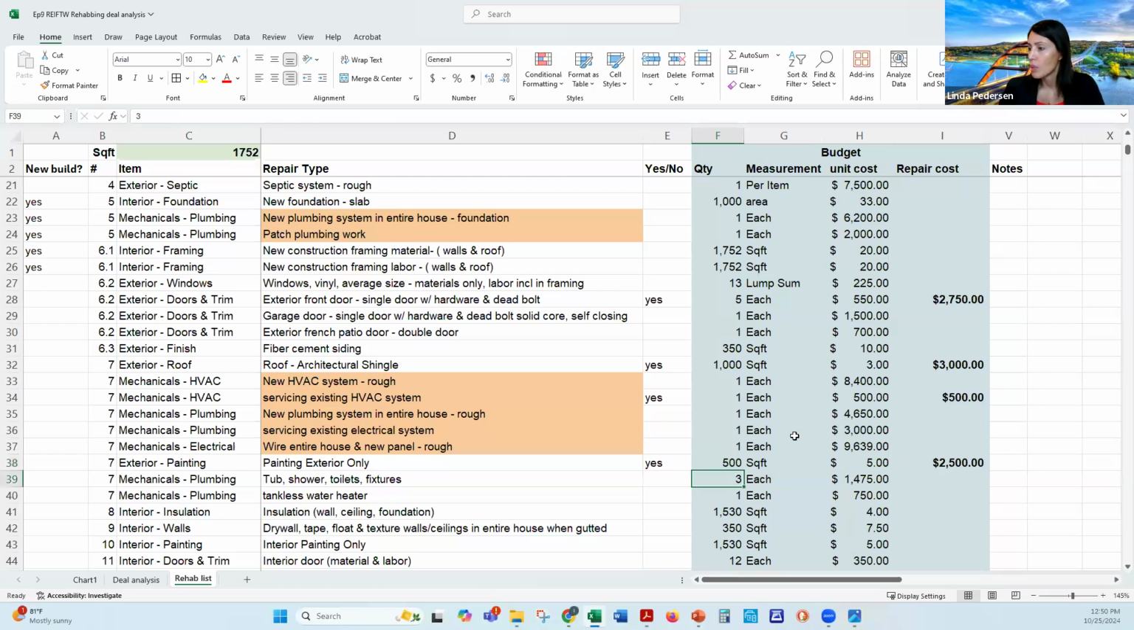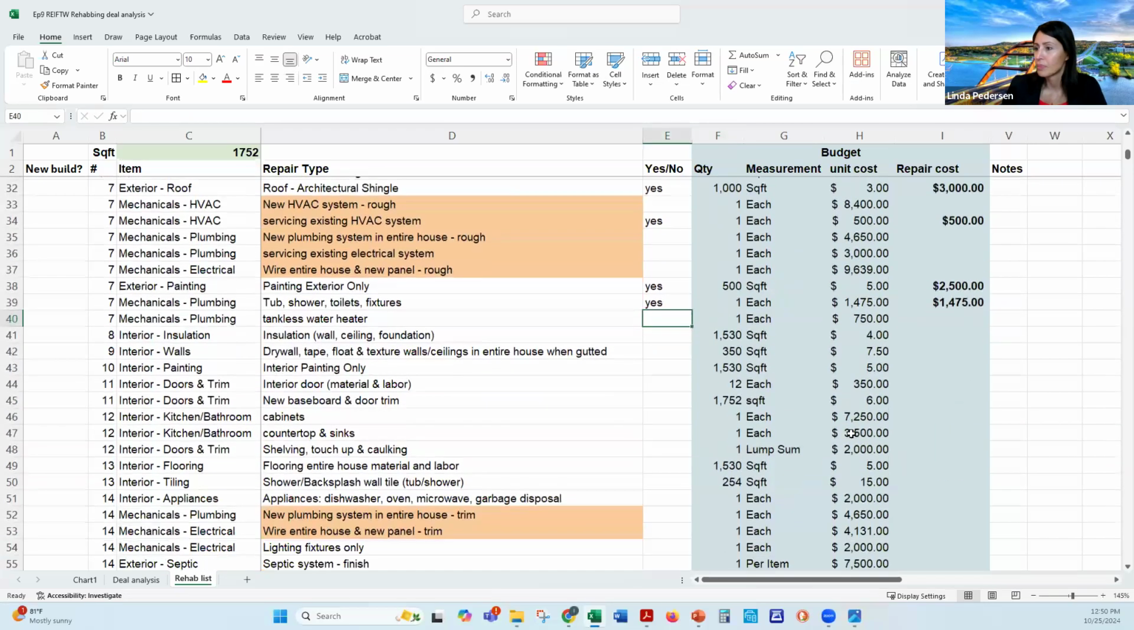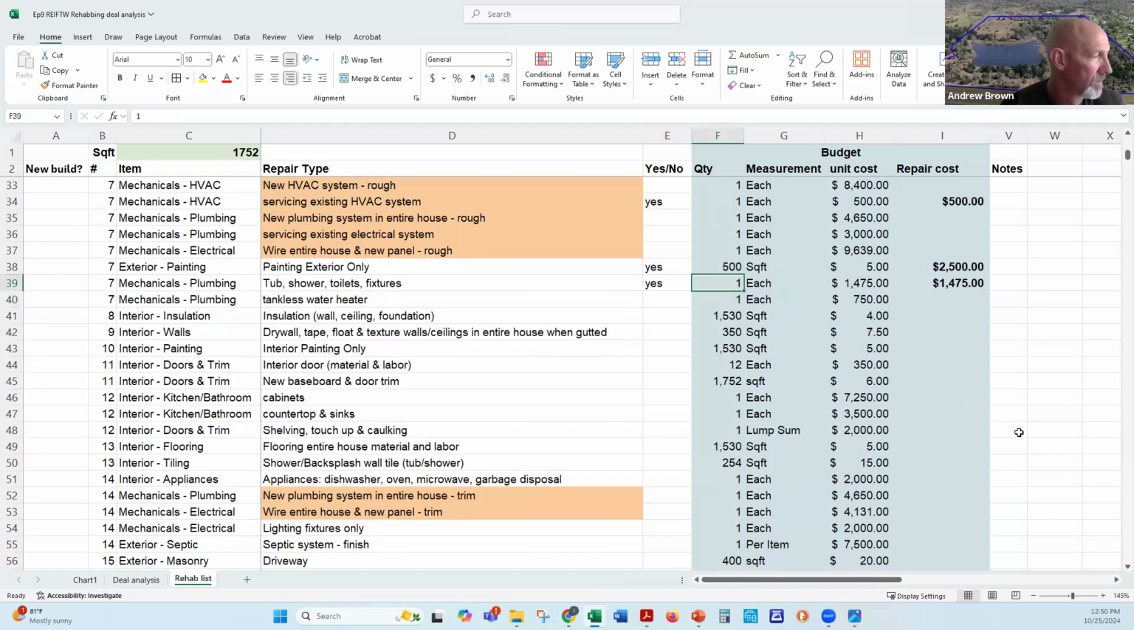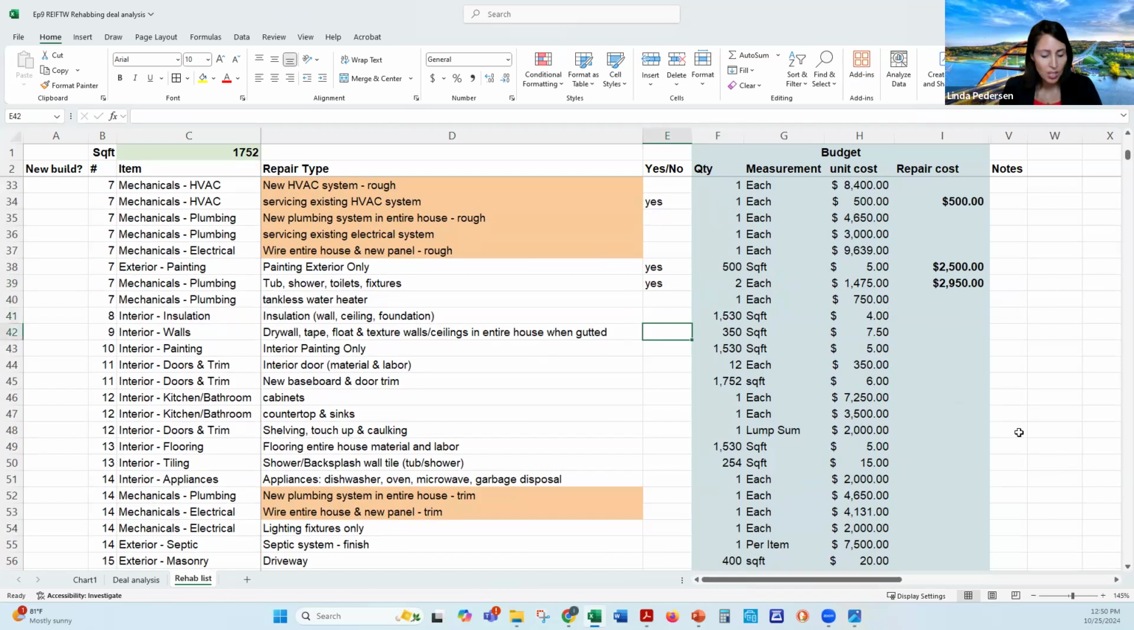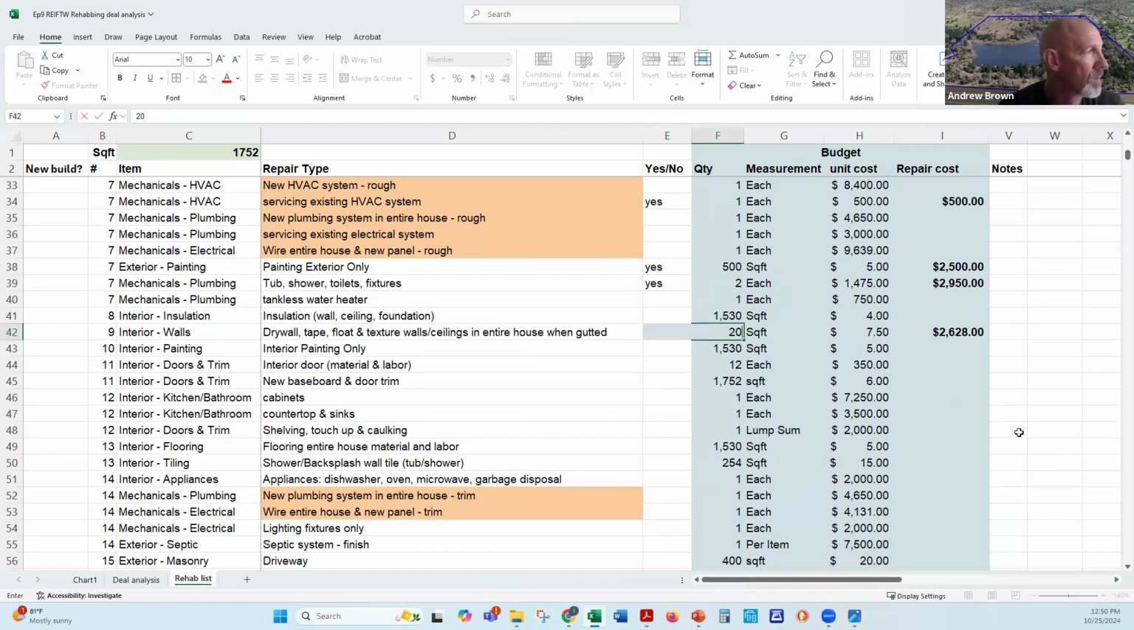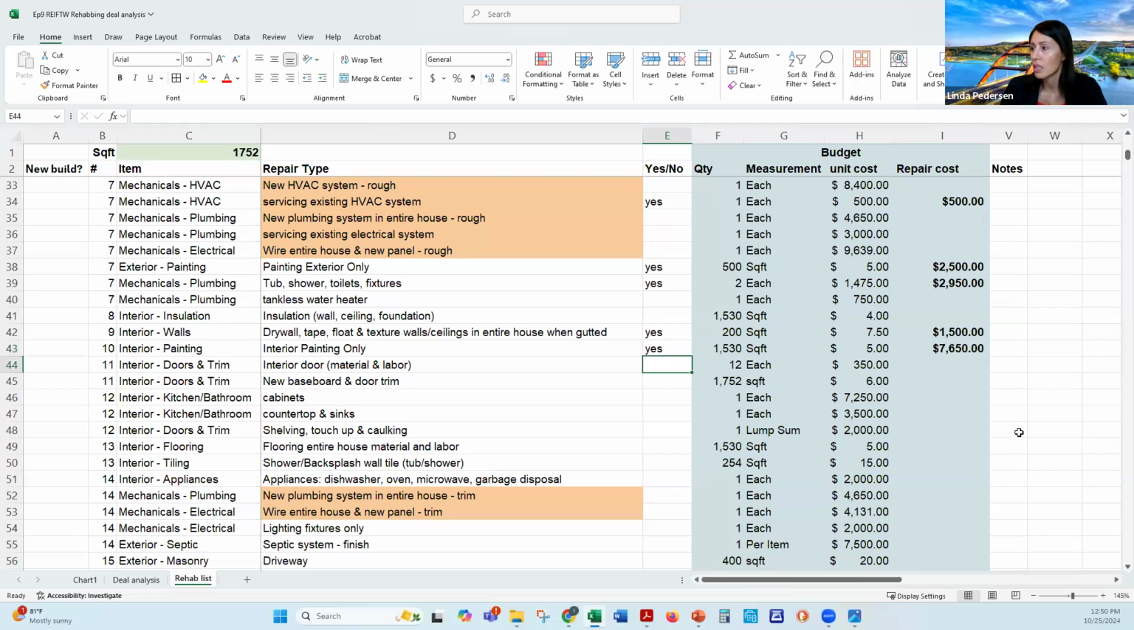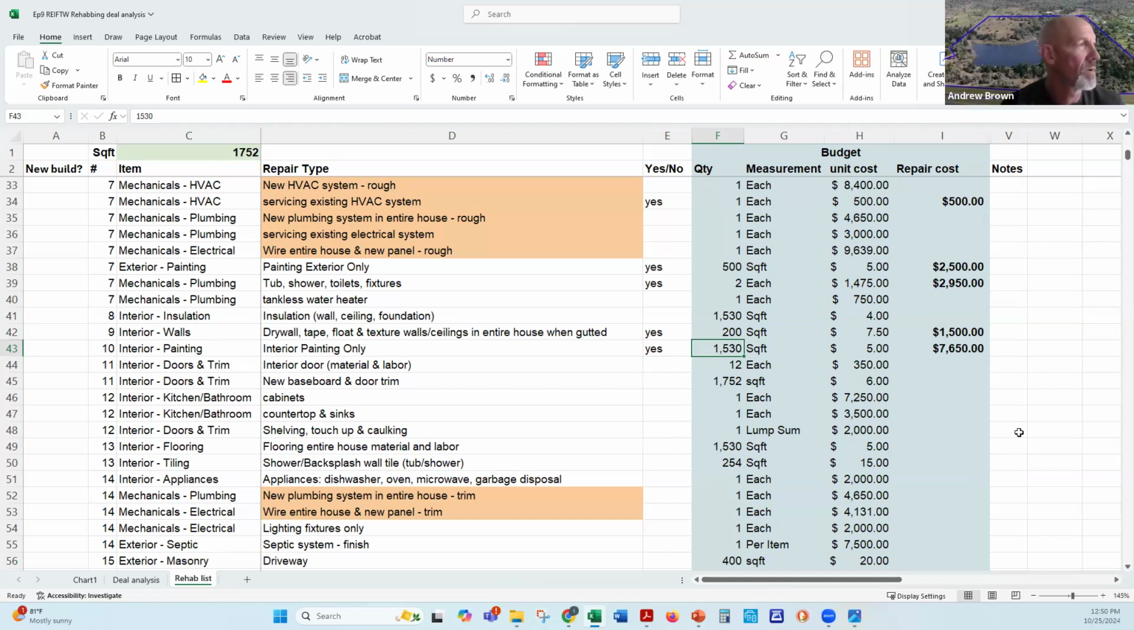Right? Perfect. And you did do the tubs, toilets, fixtures. It's just one bathroom, right? Two bathrooms. Drywall tape float texture, yes, but it was only patches, correct? Correct. Interior paint, yes, all new paint. Do you remember how many square feet this house was? It was like 1,000? 1,200.